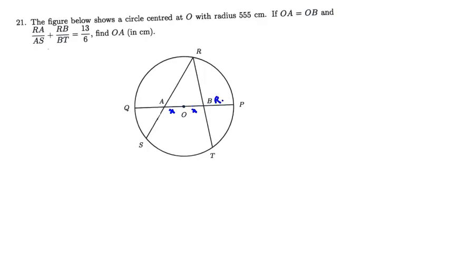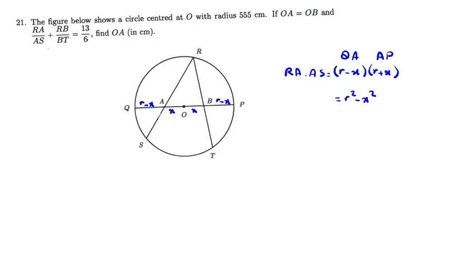OP is R, because we have big R here, let's write small r here, so it is r minus x. Also OQ is r, so it is r minus x. We can say what? We can say RA times AS equals QA, r minus x, times this part, which will be r plus x. So r minus x times r plus x, where r minus x is QA and r plus x is AP, equals r squared minus x squared.